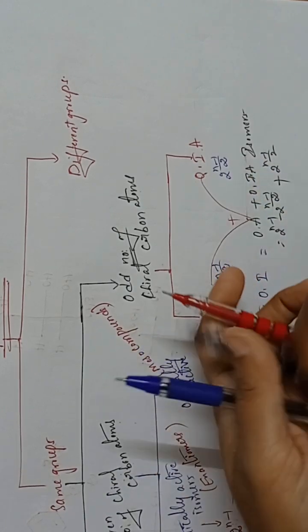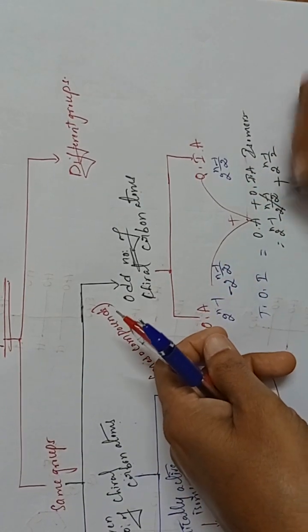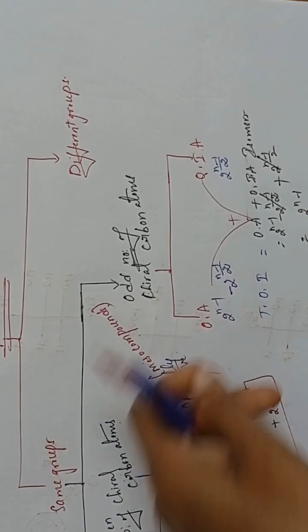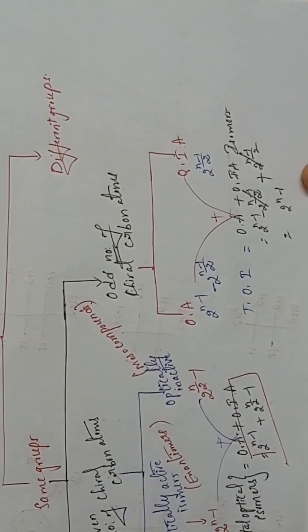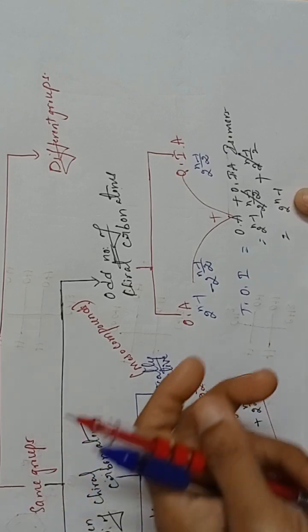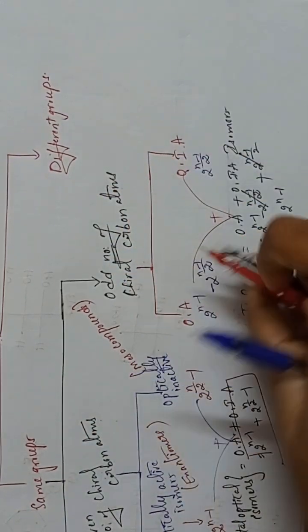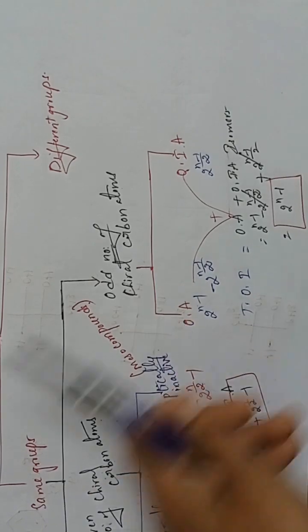Then 2 power n minus 1 by 2, plus 2 power n minus 1 by 2, the minus 2 and plus 2 cancel. Final value is 2 power n minus 1. This is the formula to calculate total optical isomers in the case of an odd number of chiral carbon atoms. Clear, students? This is the formula we should use.